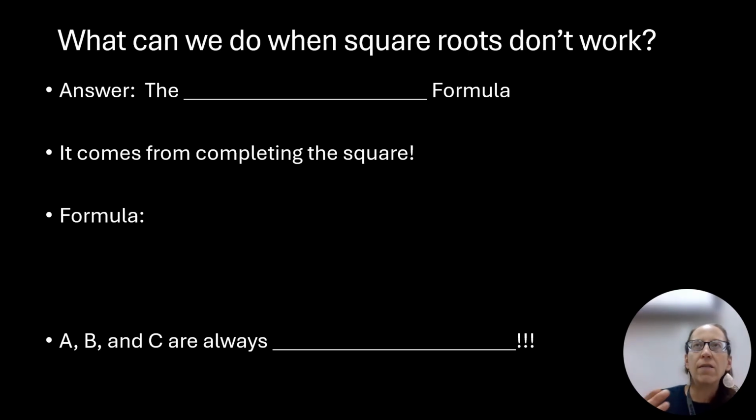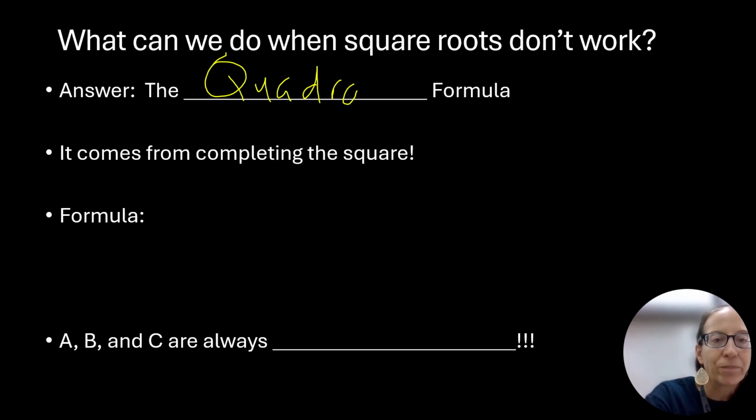We looked, I think it was 2 lessons ago, at solving quadratics, and we did it by taking the square root. Now we know that works when you have an a value and a c value and b is equal to 0. But what do you do when you have that b, that x term? The answer to that is this thing called the quadratic formula.